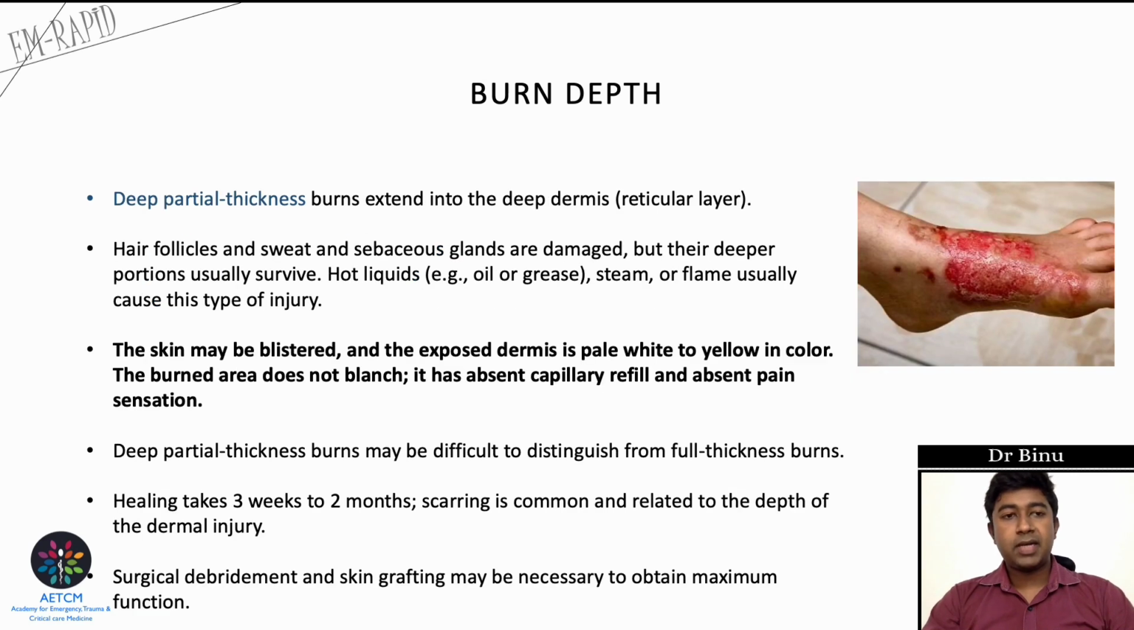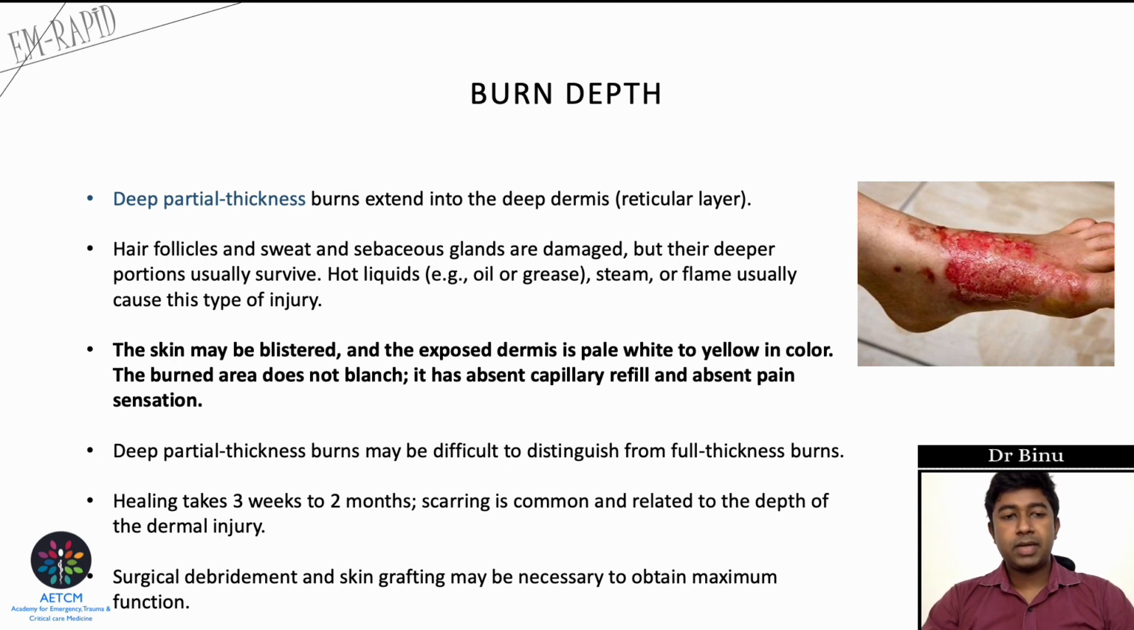And coming to the deep partial thickness burns, they can extend up to the deep level of the dermis, that is the reticular layer. Hair follicles, sweat glands and sebaceous glands are sometimes damaged, though their deeper portions may usually survive. Hot liquids like oil or grease, steam or flame usually cause this kind of injury. The skin may be blistered and the exposed dermis is pale white to yellow in color, and the burned area does not blanch. It has absent capillary refill and also absent pain sensation.